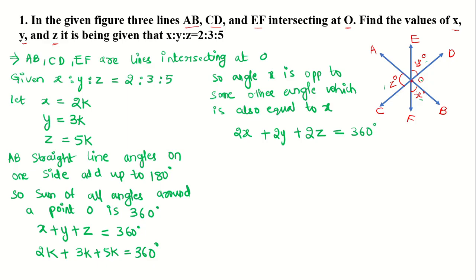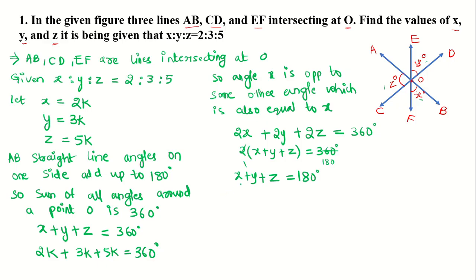Similarly for z, the vertically opposite angle will be z degrees. Now if you take out 2 common from this, it will be x plus y plus z equals 360 degrees, right? So 2 ones are 2, 180. x plus y plus z equals 180 degrees, right?